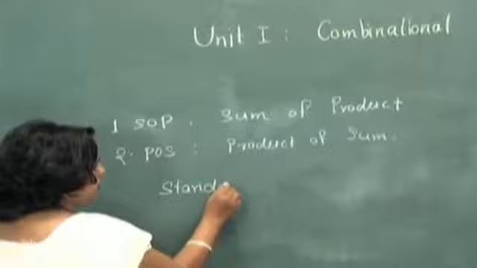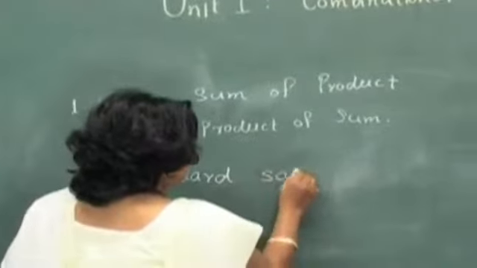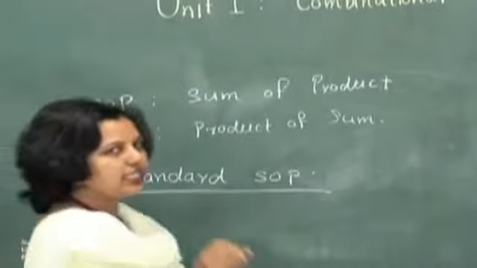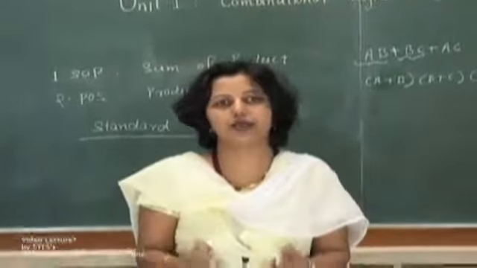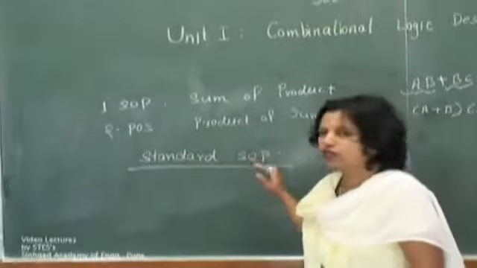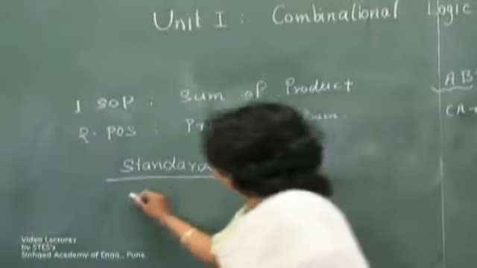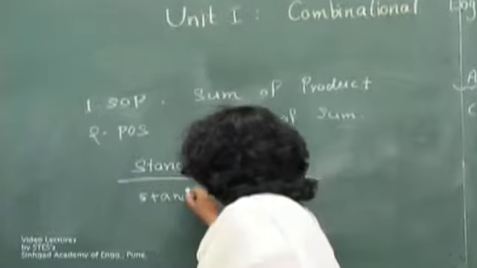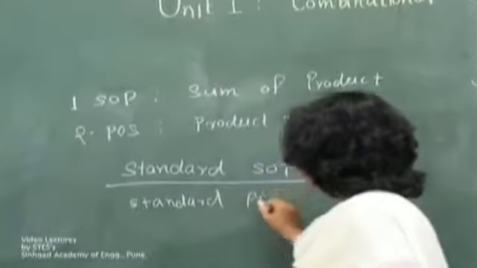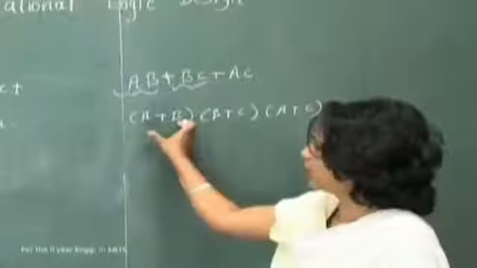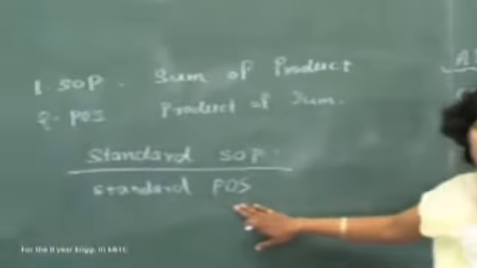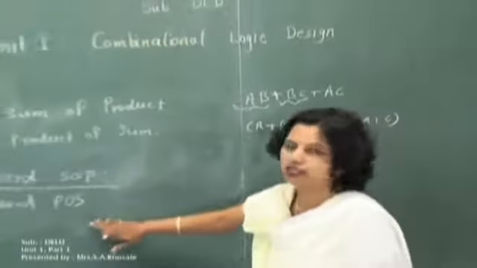So let me define standard SOP. In a sum of product, in the given equation, if all literals are present in each term, it is called a standard SOP form. Similarly, standard POS form is defined: in the given POS equation, if all the variables are present in each term, it becomes a standard POS form. So we have to convert the given equation into the standard SOP or standard POS form.